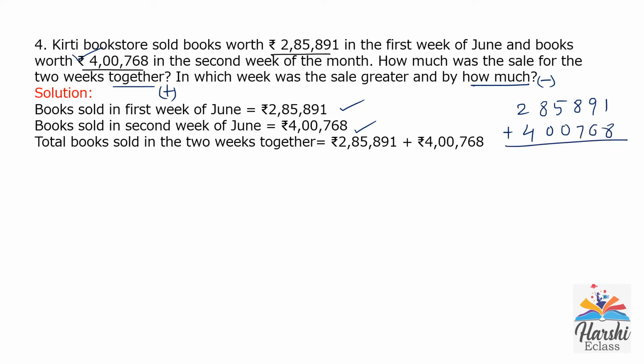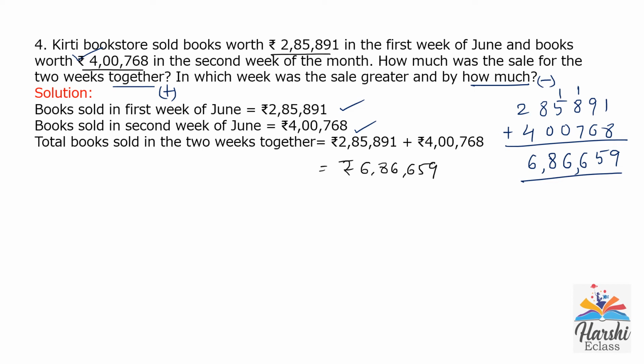4,768. 1 plus 8, 9. 9 plus 6, 15. So 5 will come at the bottom and 1 on the top of 8. 1 plus 8, 9. 9 plus 7, 16. Again 1 plus 5, 6. 6 plus 0, 6. 8 plus 0, 8. 2 plus 4, 6. How to read this number? 6,86,659. That is total books sold in the 2 weeks altogether, worth of 6,86,659.